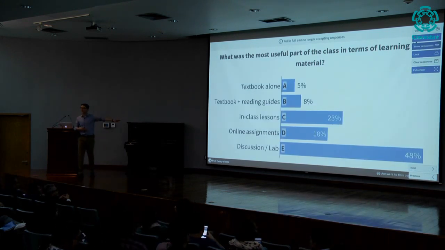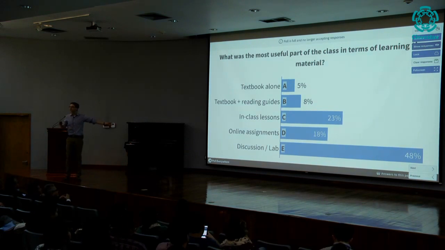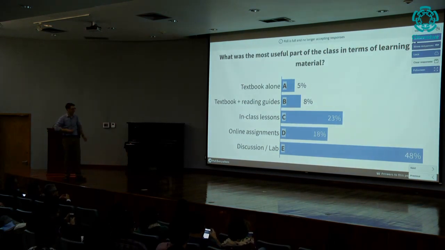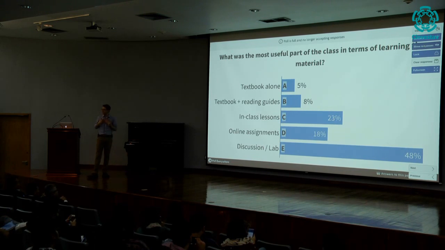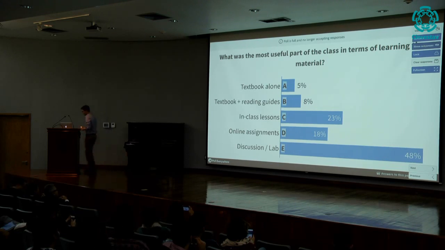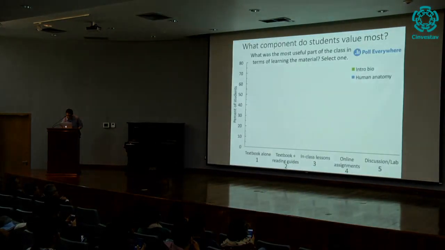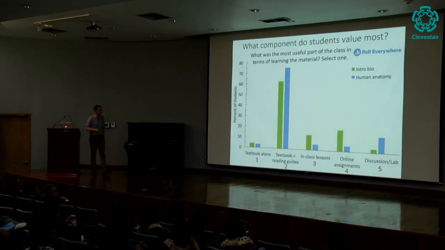Again, this was just the first 40 of you that clicked in. I'm assuming it's representative of the group. Almost half of you thought it was that smaller discussion or lab section that was most valuable. Then a quarter was for me, the lessons in class, a little bit for the online, then much lower for the textbooks. So let me show you what they actually said though. So you were all pretty wrong.